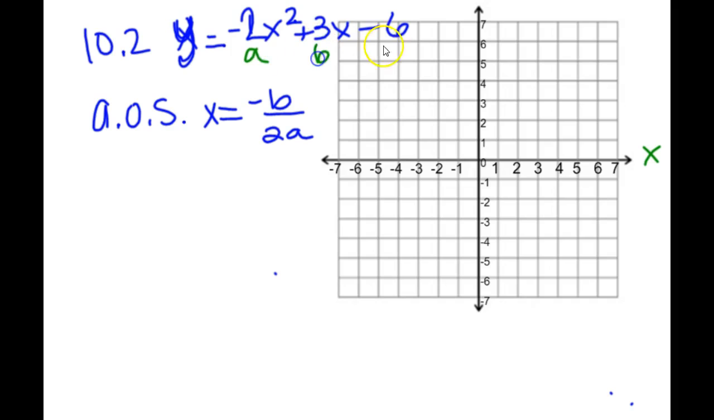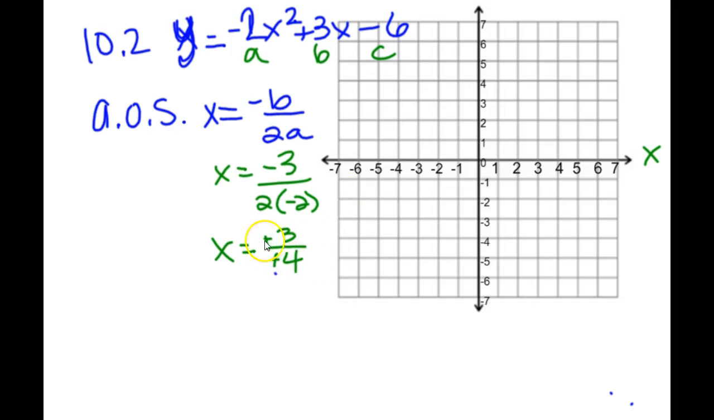So note A, B, and C go in this order. Because I just made this up, I'm not sure if it'll end up to be a nice number. So we'd have opposite of B. If B is negative, those two negatives would make a positive, but this time it's positive. And then 2 times A, and A is a negative 2. And we'd have negative 3 over negative 4, which would make a positive 3/4. Normally when we solve these, we're going to get a nice number like 2. Let's pretend it's 2. So our axis of symmetry is at 2. That's where our graph would fold in half.